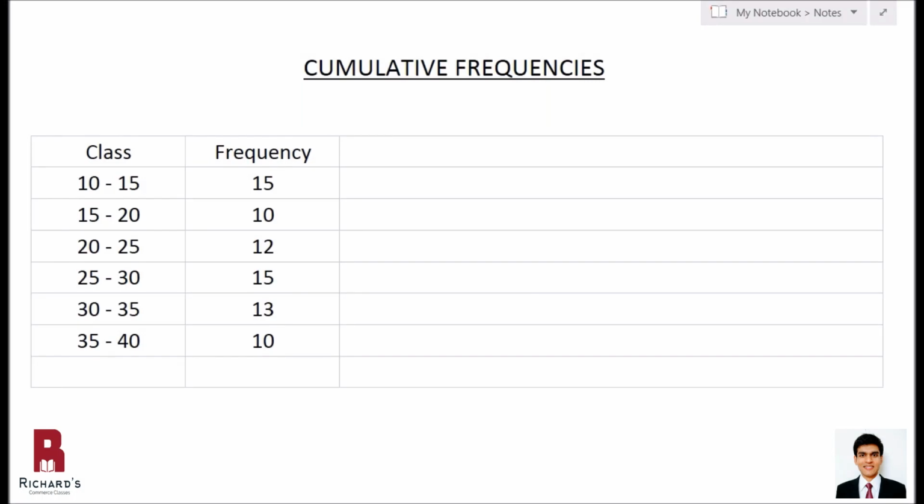In this video, let us study how to calculate cumulative frequencies. Now, cumulative frequencies are of two types. One is a less than cumulative frequency and the other is a more than cumulative frequency. So for the given distribution of frequency, let us first study how to calculate a less than cumulative frequency.